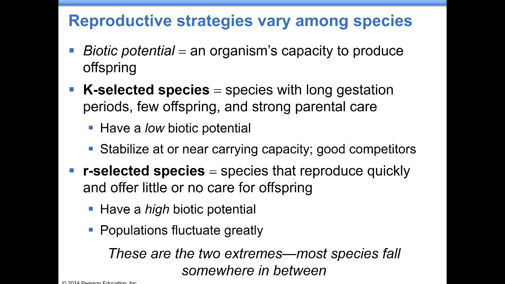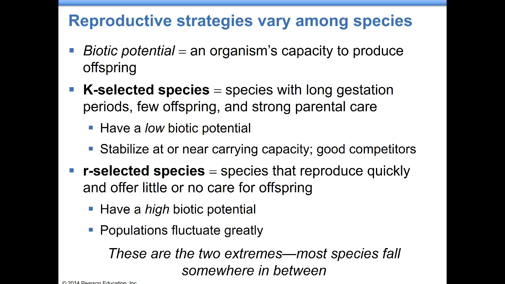So one of the things that we need to consider is something that is referred to as the biotic potential. And of course, biotic means living. So this is the living potential that we have. This is an organism's capacity to produce offspring. That's what its biotic potential is.